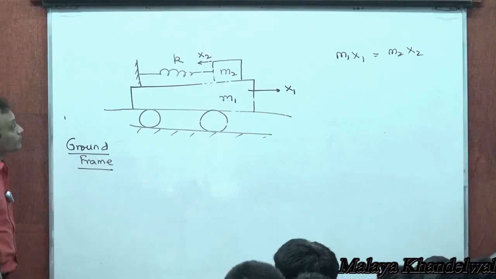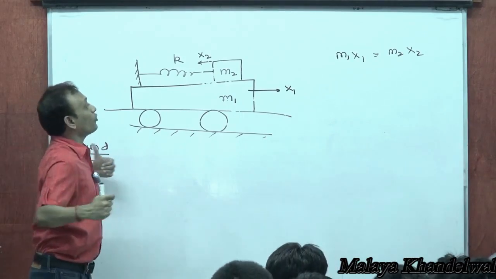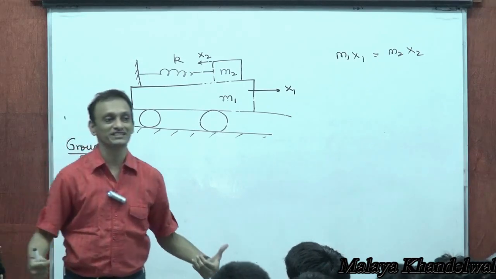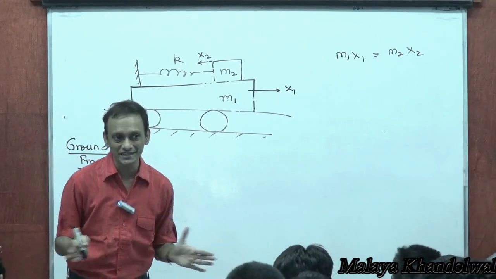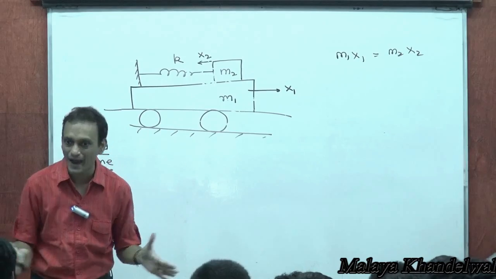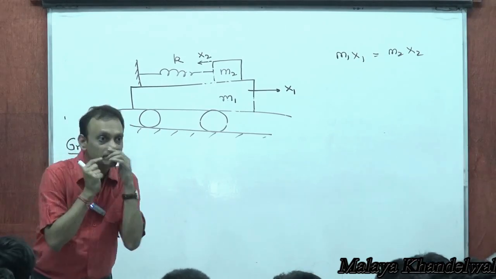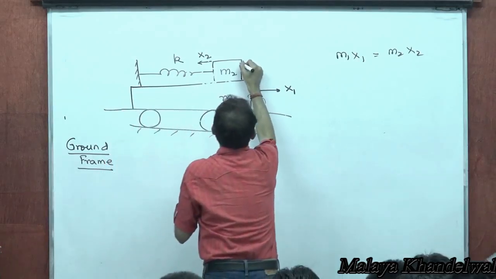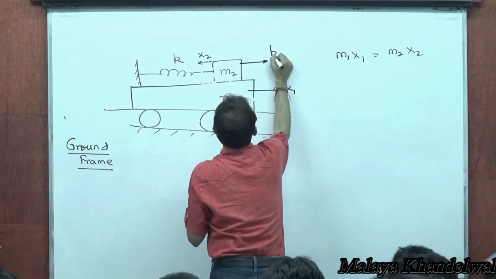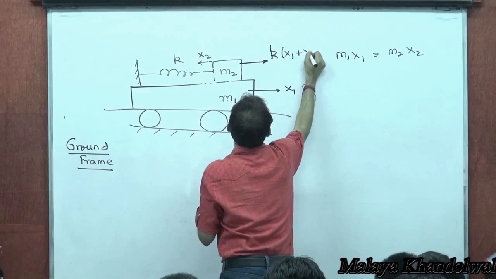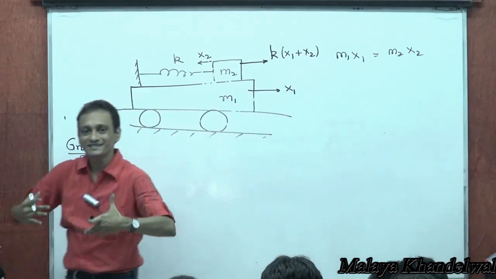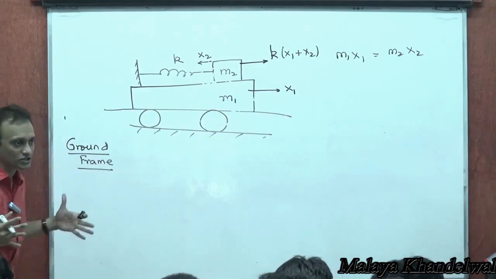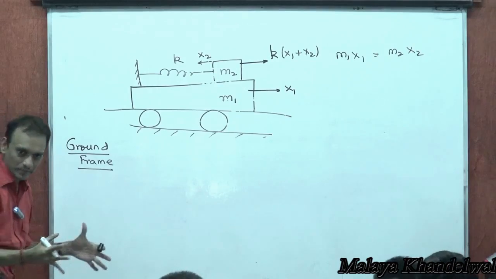Now, by what amount has the spring got compressed? x1 plus x2, isn't it? The spring would have got compressed by an amount x1 plus x2, yes or no? And therefore, the force on the mass M2 is going to be k into (x1 plus x2) to the right. This is the restoring force, isn't it, on the mass M2? k into (x1 plus x2).